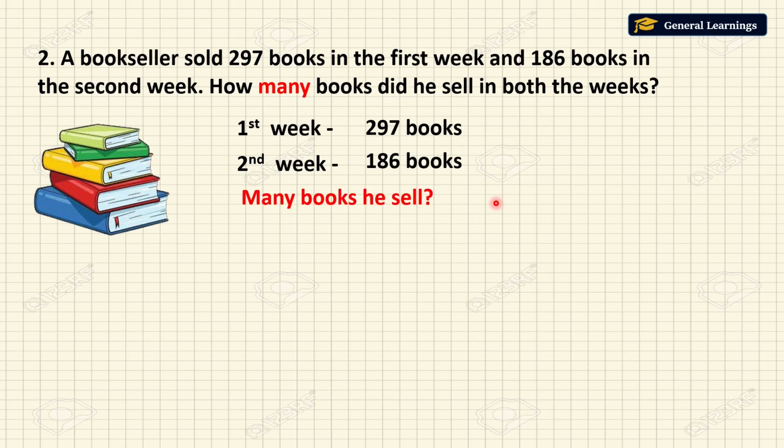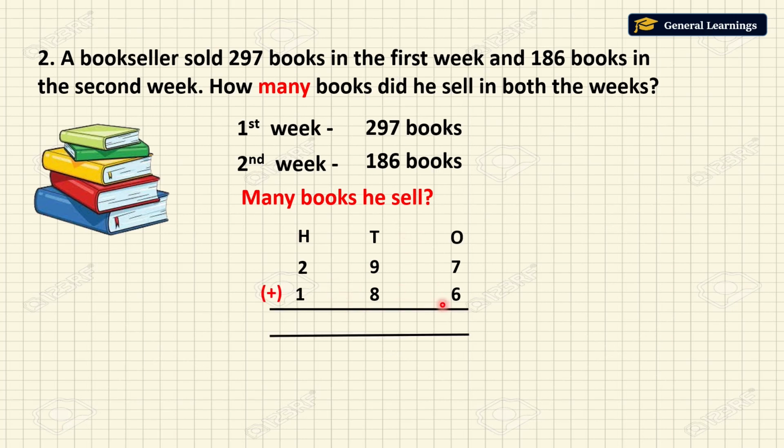First we need to arrange the numbers vertically. For that we need to write the place values. Here it is a 3-digit number. So we are going to write the place values as ones, tens, hundreds. Now we are going to arrange the numbers from the ones digit towards the left. 7, 9, 2, 6, 8, 1. Now we are going to add these numbers.